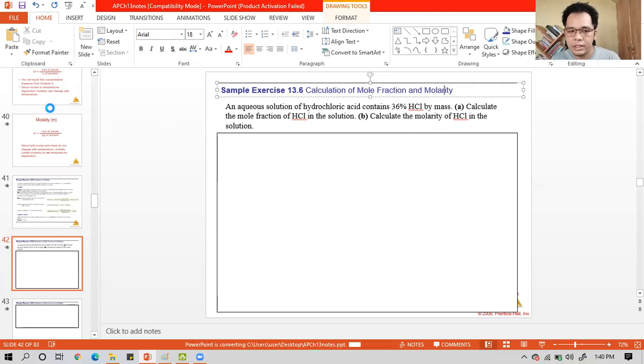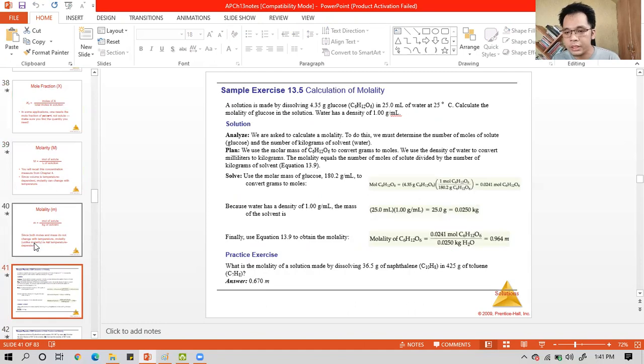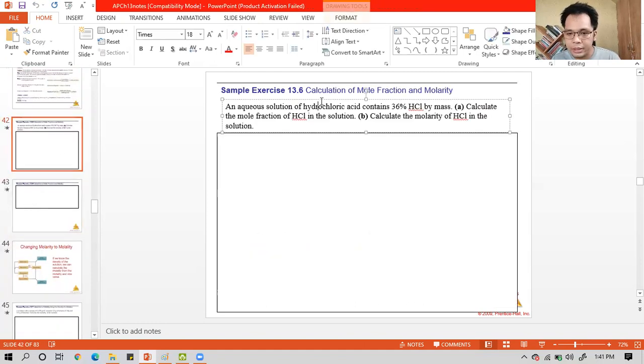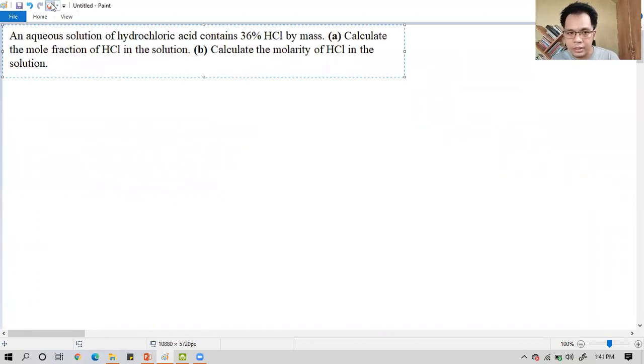The formula is also given here. Molarity is moles per liter. Mole fraction is the moles of solute. Here we will use the applications for both. I hope you took a screenshot. So we can proceed to our next problem. An aqueous solution of hydrochloric acid contains 36% hydrochloric acid by mass. There are two concentrations we have to solve, the mole fraction and the molarity of the hydrochloric acid. So let's do this.